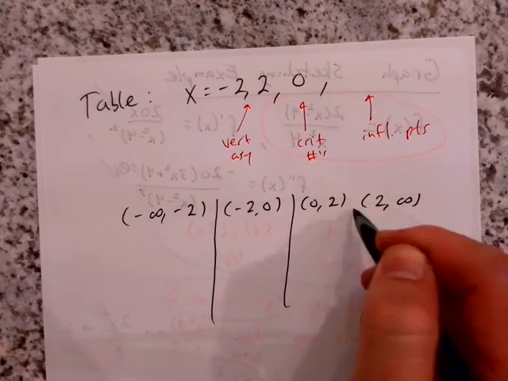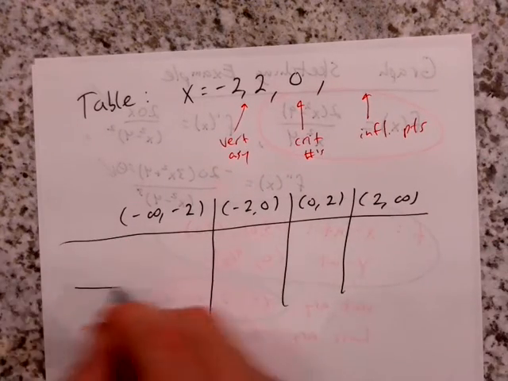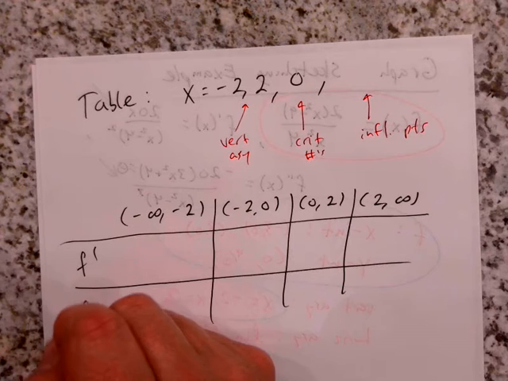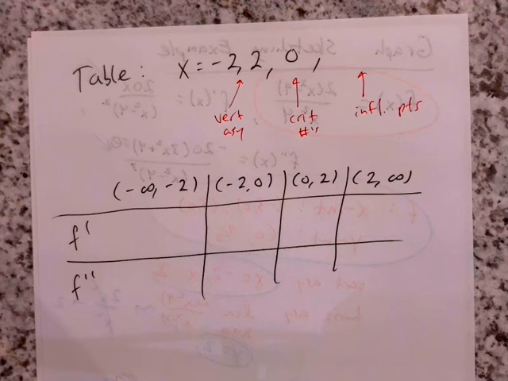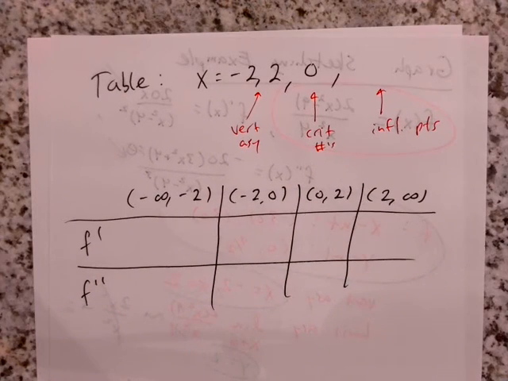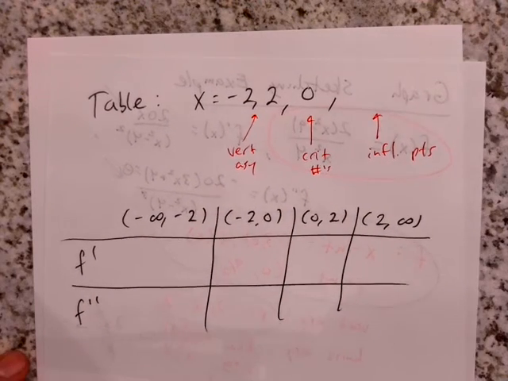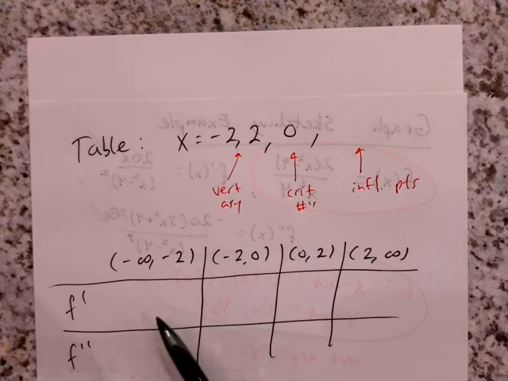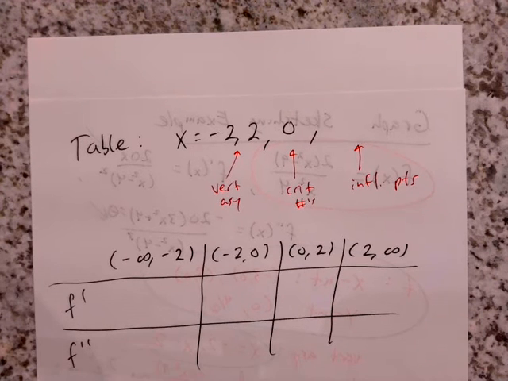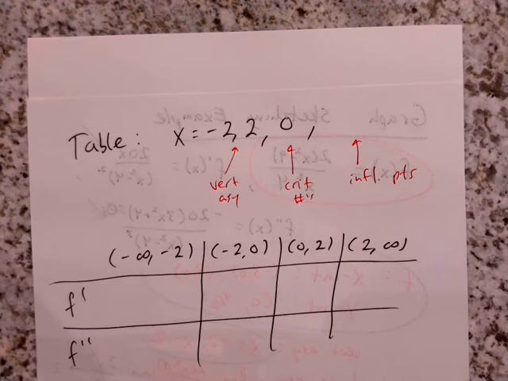And now our table is going to be a little bit bigger, because we have two things that we care about: the increasing, decreasing behavior, and the concavity. And then you plug them all into the derivatives. So I wish I had saved my derivative here. So we plug in -3. When you plug in -3 to f prime, actually I'm going to write down f prime again.